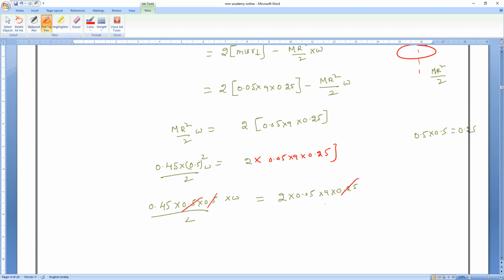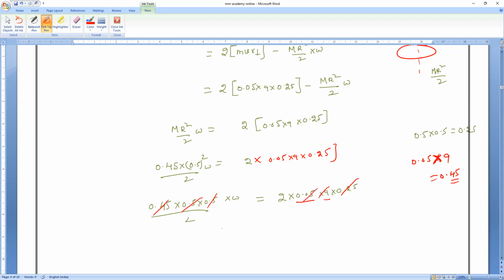Any problem for anybody? You all should speak. Next, 0.05 into 9, can anybody tell me which is equal to what? 0.45. So then can I cancel this and this, everything?